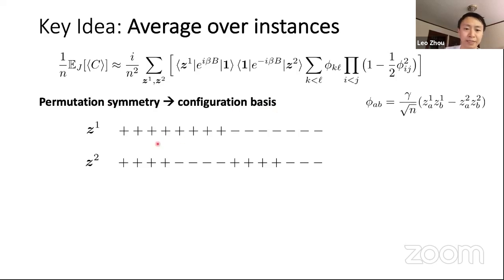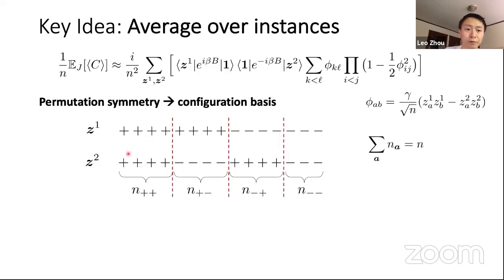But what we did was that we can reach this permutation symmetry to what we call the configuration basis. So what I mean is that if you take, for example, two different bit strings that you're going to sum over, Z1 and Z2, and say this is what they look like, you can just look at the locations where the two bit strings are either both plus, plus and minus, minus, and plus and minus. And these are the only possible configurations that the two bit strings can take. And the number of times each of these configurations appears has to sum up to n.